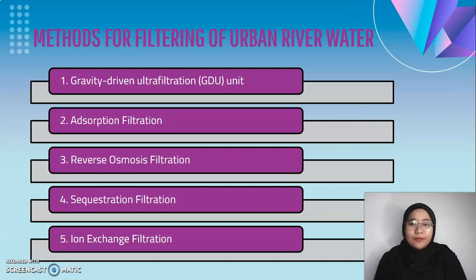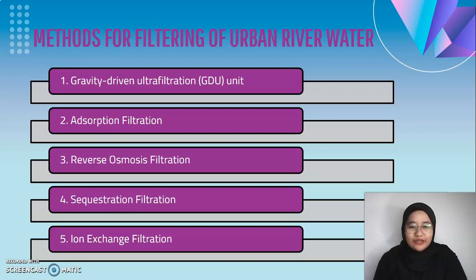Now we go to the methods for filtering urban river water. Gravity-driven ultrafiltration is a technology that is used to filter river water before it is released to the environment. Based on Ishaq and others in 2021, it has been shown that this filtering process is successful in removing potentially harmful bacteria from contaminated river water sources. Then we go to adsorption filtration. Adsorption is a phenomenon that serves as a common method for the removal of organic and inorganic contaminants. Next, we go to reverse osmosis filtration.